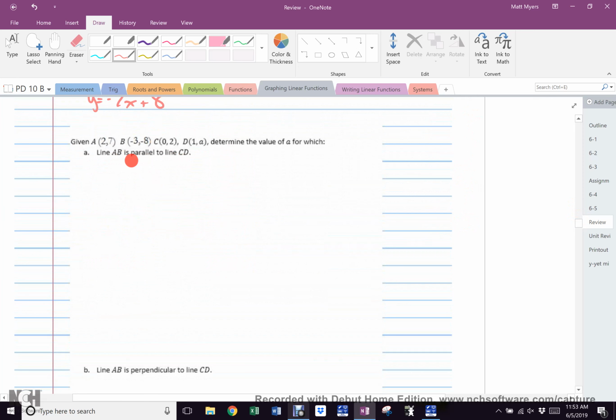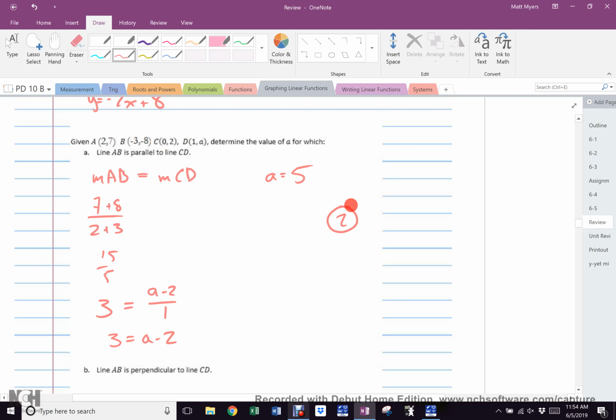If they are parallel, then slope of AB must be what? Equal to slope of CD. So AB is 7 plus 8 over 2 plus 3. 15 over 5, 3. CD is A minus 2 over 1. So, right? A minus 2 over 1 minus 0 is 1. What's 3 times 1? 3 equals A minus 2, yes? So what does A equal?